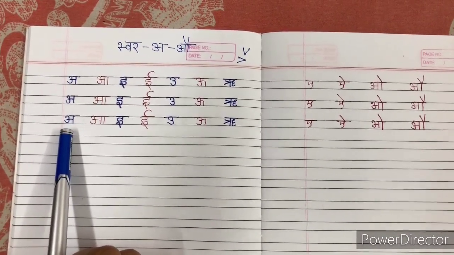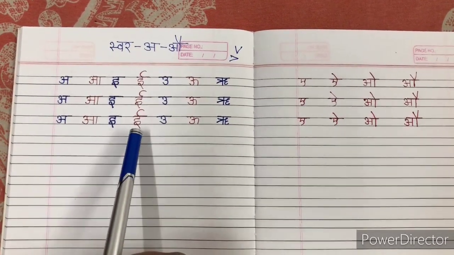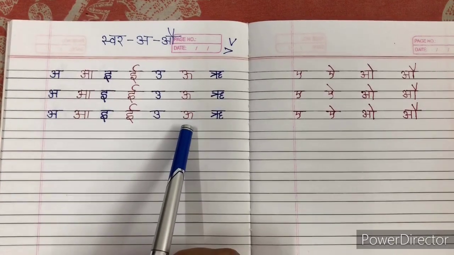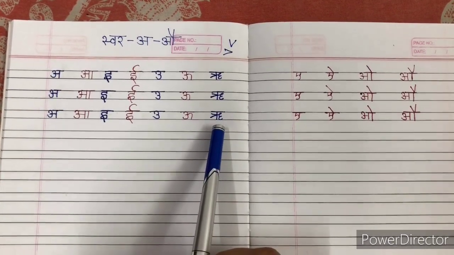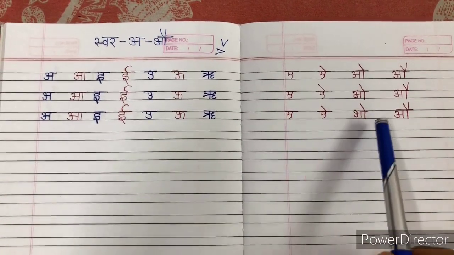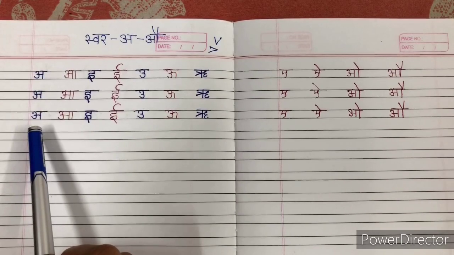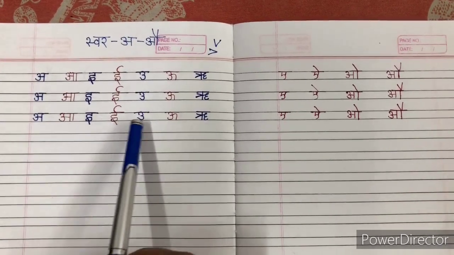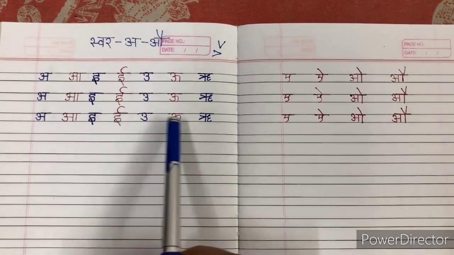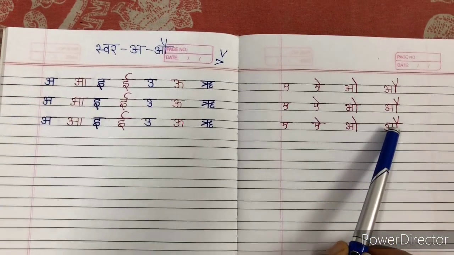A, E, U, Ru, E, I, O, Au. The swar that I have written in blue color are Raswa swars, and the swar that I have written in red colors are Dirgha swar. Okay?